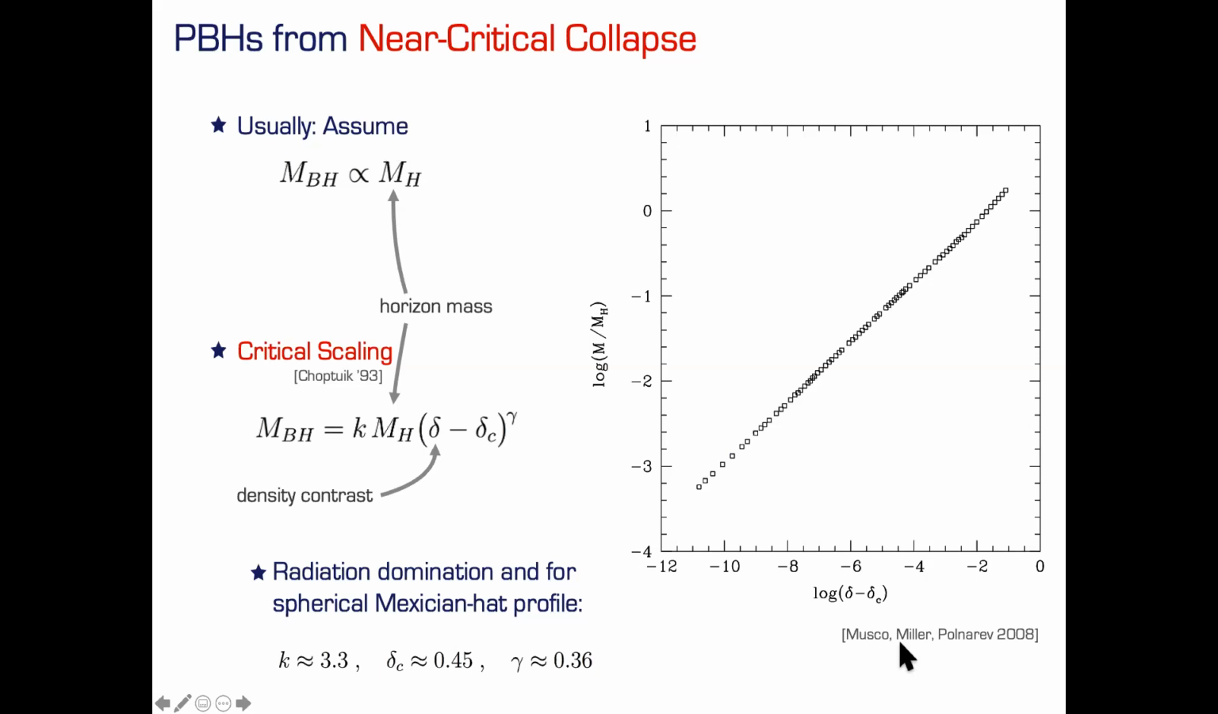In general relativity, when you have these collapses, they show a special dependence on the density contrast. This was found by Choptuik in the early 1990s. There have been a lot of later works, but I want to draw attention to the fact that there's almost no lower limit in this equation. If the density contrast delta is very close to the critical one, delta_c, the black hole mass can almost go to zero.